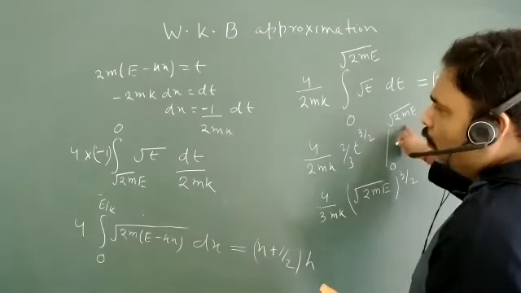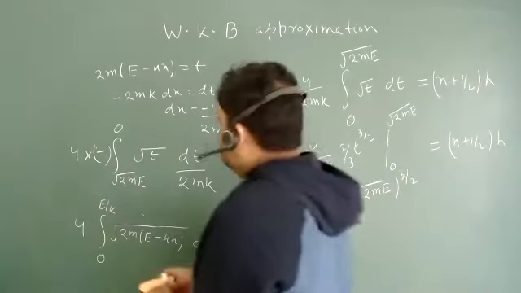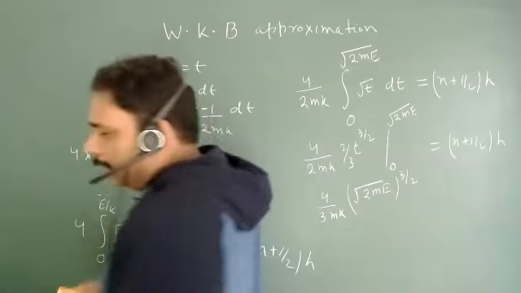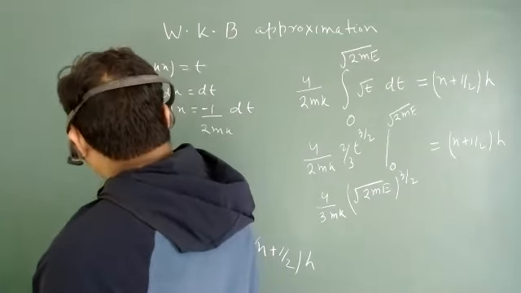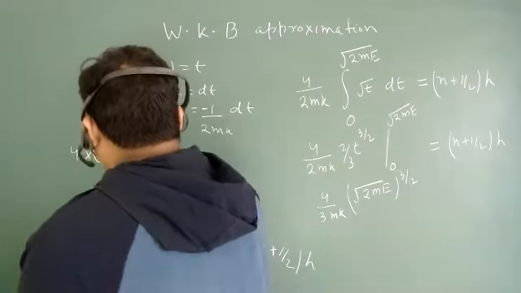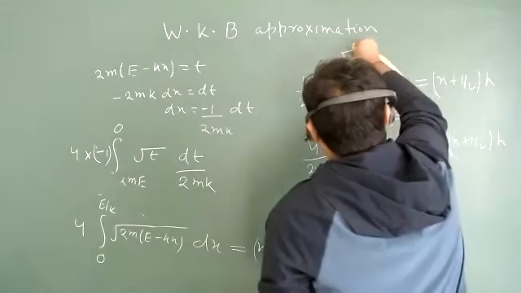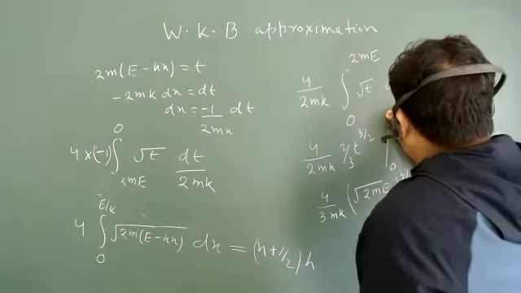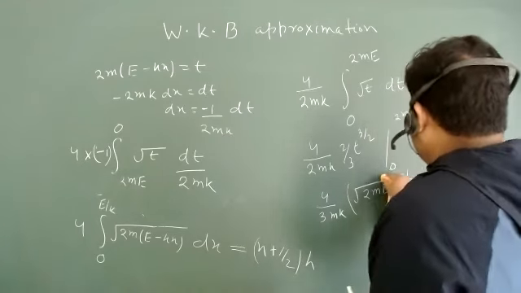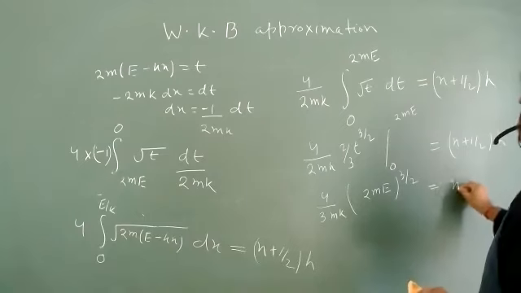Sorry, this is not root, na? Sorry, this is 2mE. A little mistake happened, isn't it? Why have I taken root? This will be 2mE, not root. This will be 2mE. You should tell me, right? This value is 2mE. This value is 2mE. And this value is 2mE. And this value is equal to n plus half h.